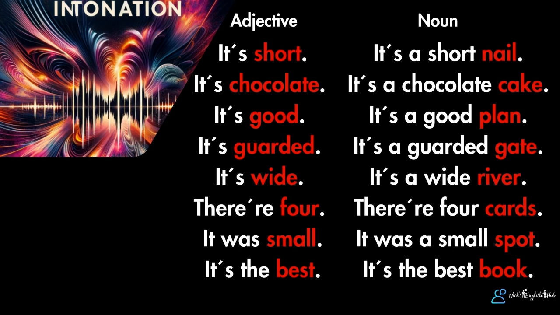And you can follow along and read it after I do, putting the stress, the emphasis on the adjective or on the noun. So repeat after I read them. It's short. It's a short nail. It's chocolate. It's a chocolate cake. It's good. It's a good plan. It's guarded. It's a guarded gate. It's wide. It's a wide river. It was small. It was a small spot. It's the best. It's the best book. Right? Did you hear the stress? Excellent.